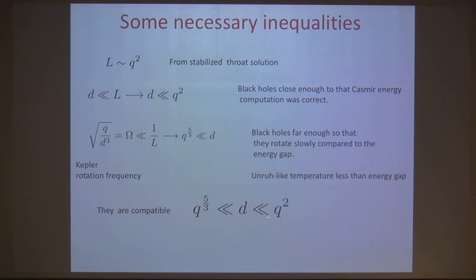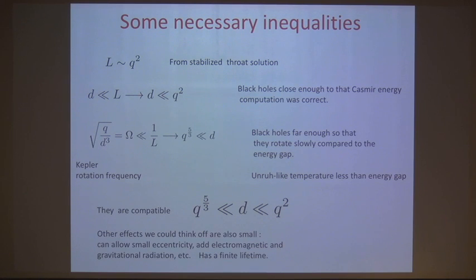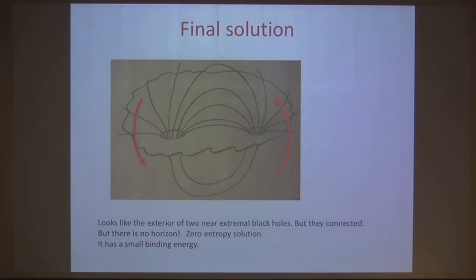So q is large, and this power is less than 2. So there is a gap in distances where we can have this solution. And other effects we could think of are also small, so we can allow a little bit of small eccentricity and add the effects of electromagnetic and gravitational radiation. Of course, that implies it has a finite lifetime, but it doesn't by itself destroy the solution. So that's the final solution.